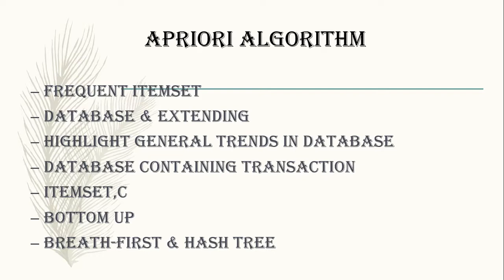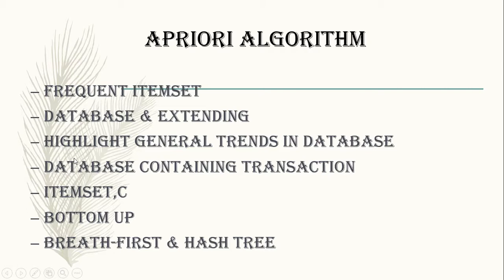Now moving to the third point, the frequent item sets determined by Apriori can be used to determine association rules which highlight the general trends in the database. This has applications in domains such as market basket analysis. The market basket analysis we already taught in the previous lecture, lecture number 1 series, that is what is meant by market basket analysis.